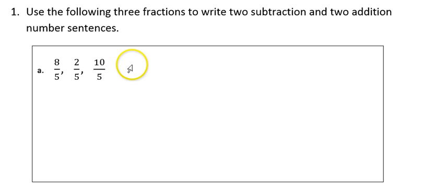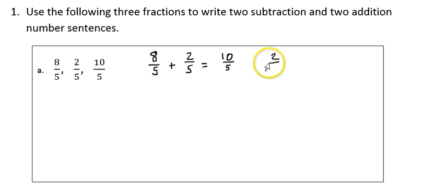I'm going to write my addition problems first. If I have 8 pieces that are fifths, and I add 2 more pieces that are also fifths, I would have 10 pieces that are fifths. And I can use the commutative property to reverse that. If I have 2 pieces that are fifths and I add 8 more pieces that are fifths to them, that also gives me 10 pieces that are fifths.